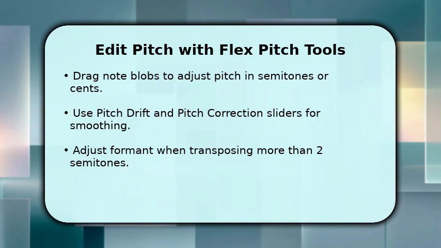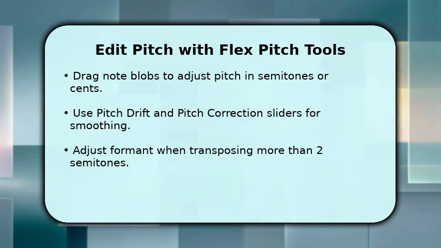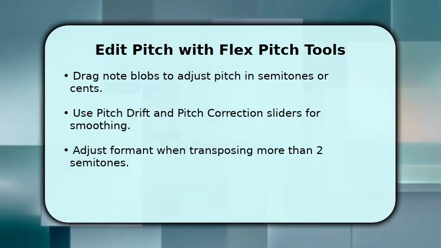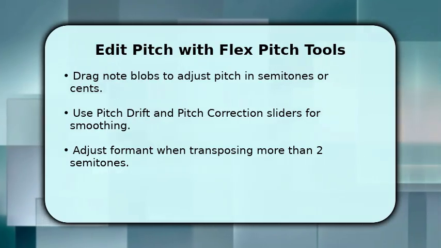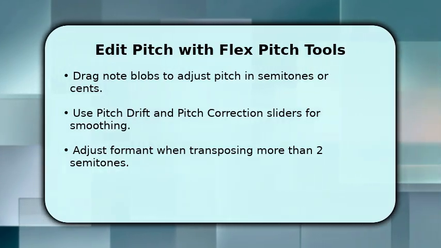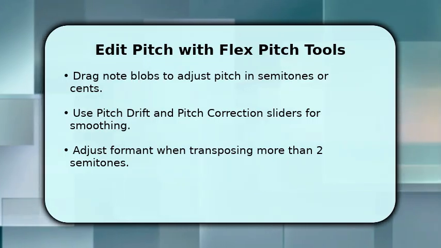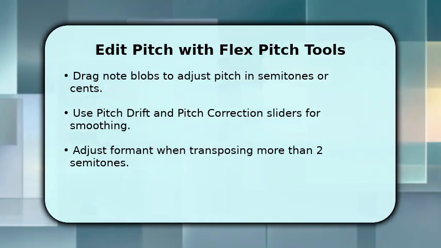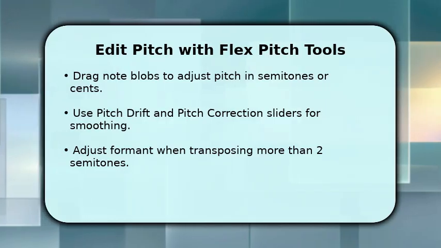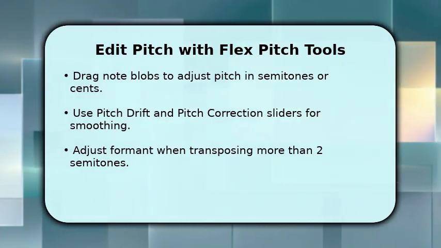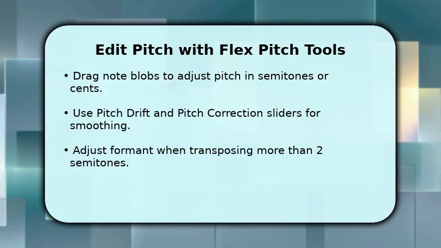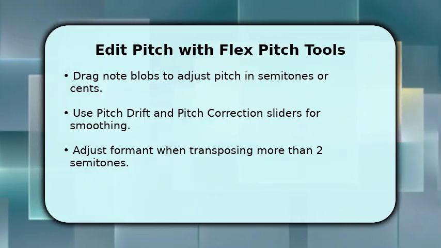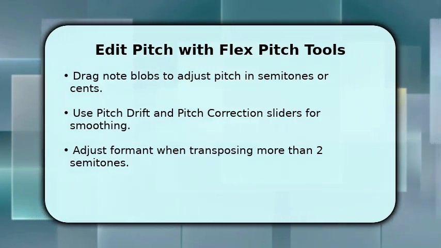Now work note by note. Click a blob and drag it vertically to move pitch in semitones or fine-tune in cents. Use the pitch drift handle to correct unstable transitions and apply the pitch correction slider for consistent tuning without flattening expression. When you transpose upward or downward more than 2 semitones, make sure to tweak the formant control to keep timbre natural. Otherwise, vocals can sound chipmunky or muffled.